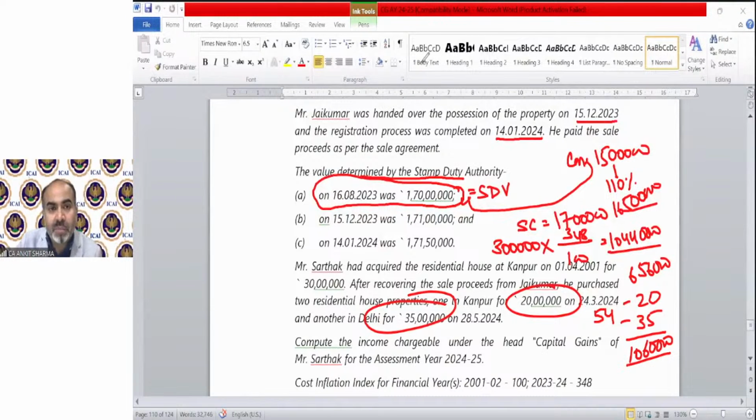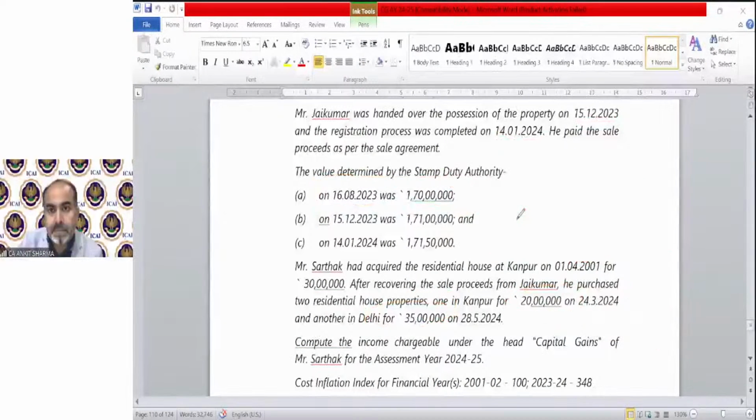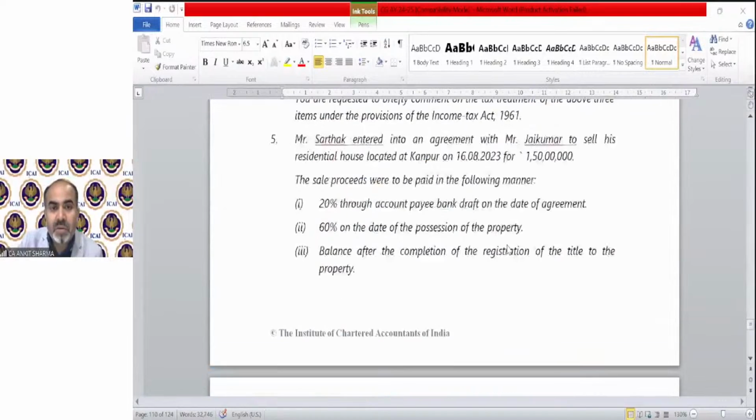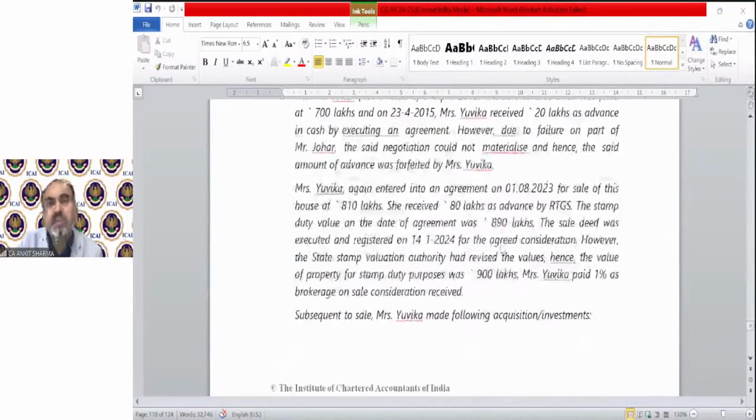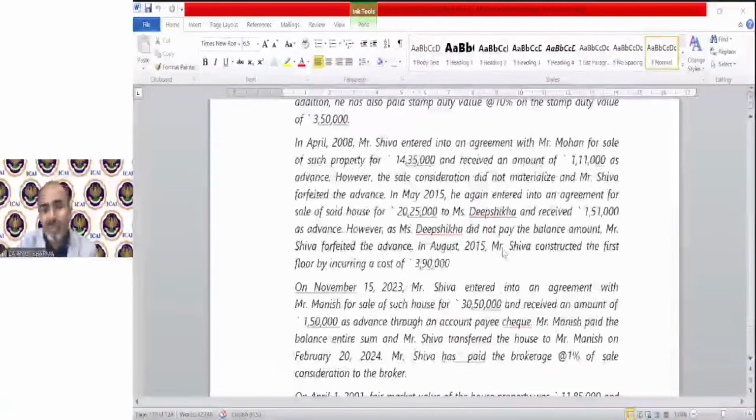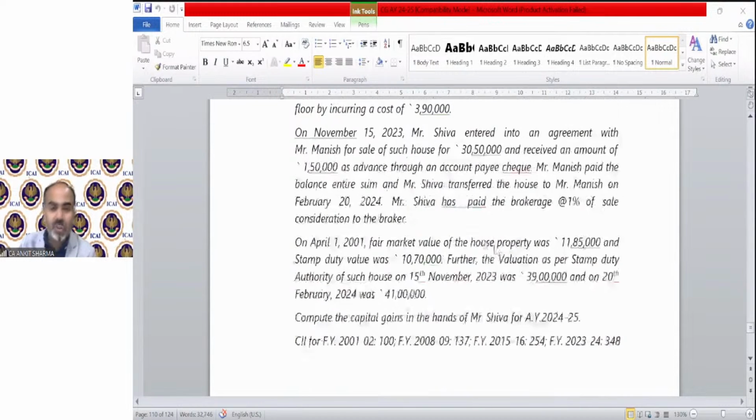So question number 5, question number 6, and question number 7 are almost the same. They all relate to the sale consideration and stamp duty value provision. Do not worry, try to solve it. We have the solution also given.